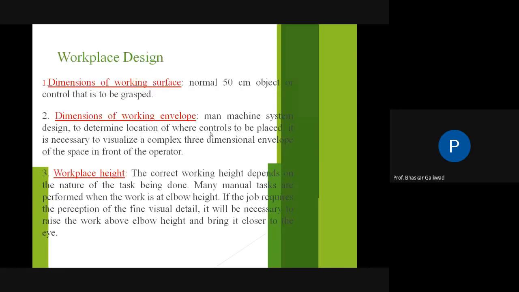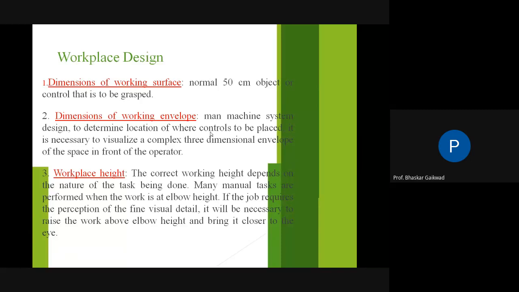So, the dimension of the working surface. Where you are sitting for assembly of a carburetor, what should be the dimension of the table? Normally 50 centimeters for an object or control that is to be grasped. Within that 50 centimeters, all things should be there, so that the person can work with his two hands.